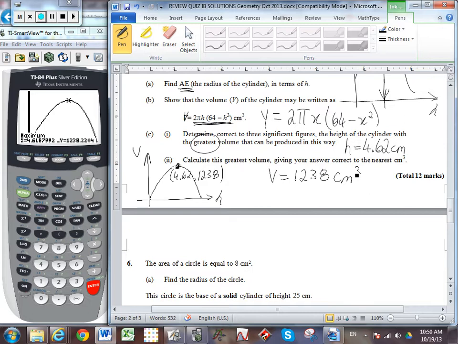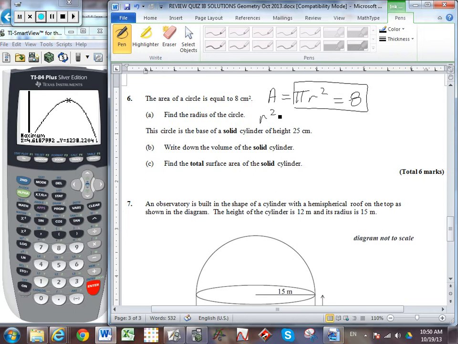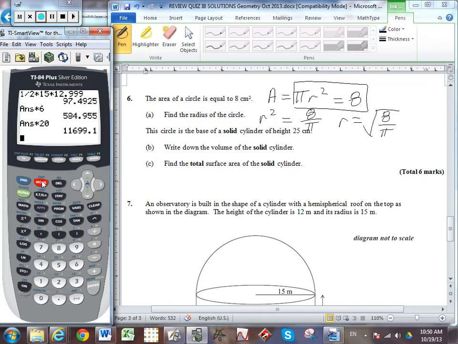Number 6. The area of a circle is equal to 8. I know that the area of a circle is pi r squared, so basically we're saying that pi r squared is equal to 8. That's what we've been given. Find the radius of the circle. In order to get the radius alone, we're going to have to divide both sides by pi, and then r is going to be the square root of this amount. Let's see what we get. So the square root of 8 over pi, and we get 1.5957.